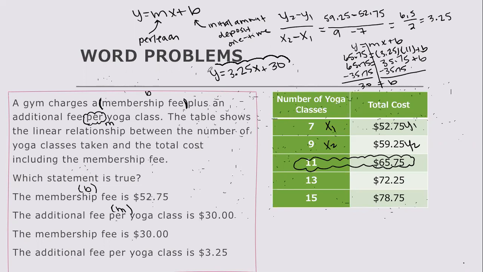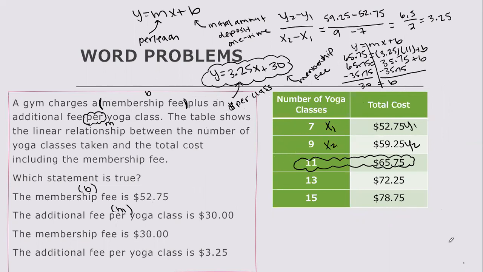This is what your equation would look like, meaning her cost per yoga class is 3.25. This is the amount of money per yoga class. And her membership fee is $30. So the third statement and the fourth statement would be true. Good.